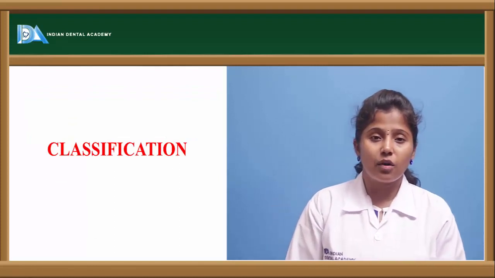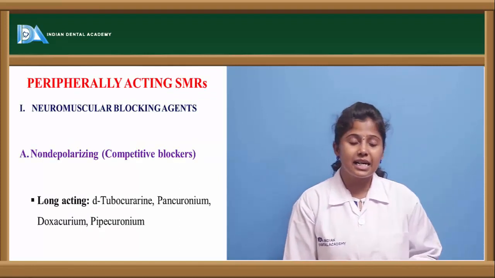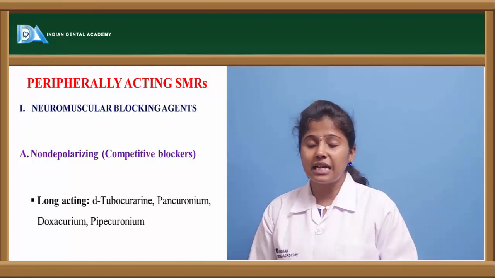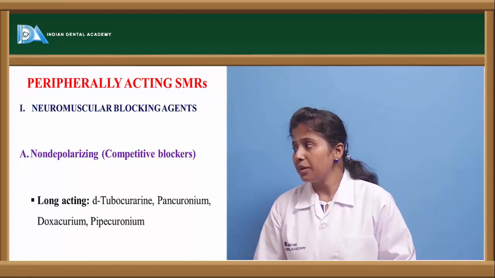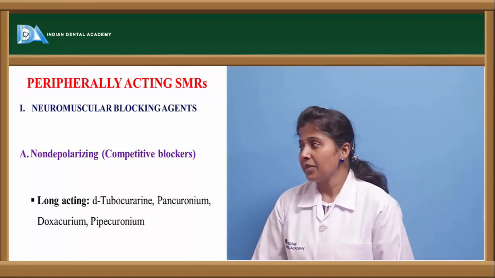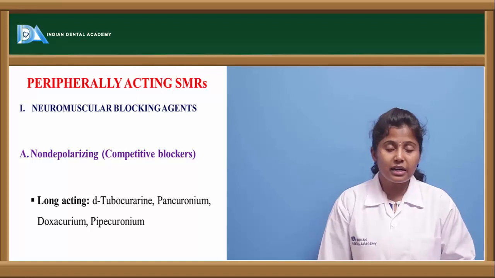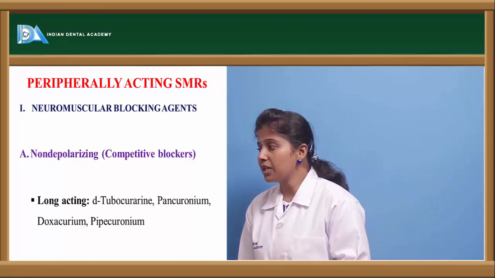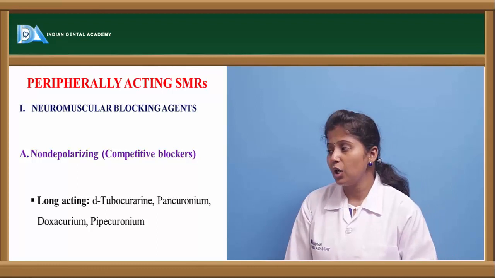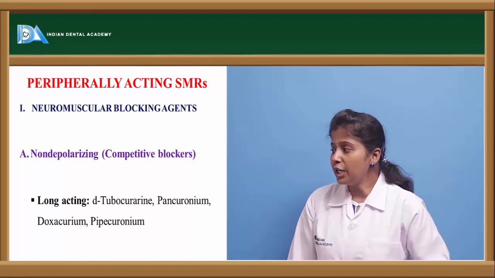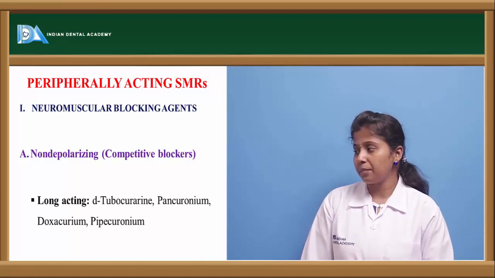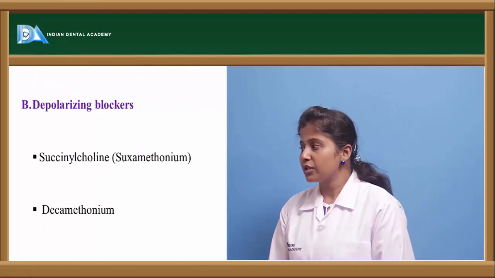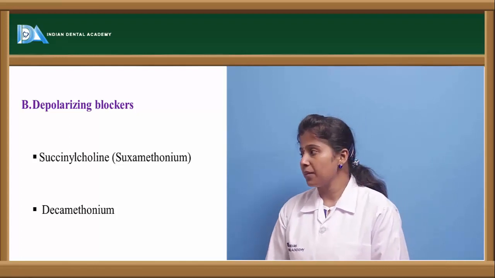Now let us see the classification of these drugs. Skeletal muscle relaxants are divided into peripheral and central skeletal muscle relaxants, because they act both centrally and peripherally. Peripherally acting skeletal muscle relaxants are neuromuscular blocking agents, which are further classified as non-depolarizing and depolarizing. The non-depolarizing agents are long-acting drugs, that is D-tubocurarine, pancuronium, doxacurium and pipecuronium. Depolarizing drugs include succinylcholine and decamethonium.